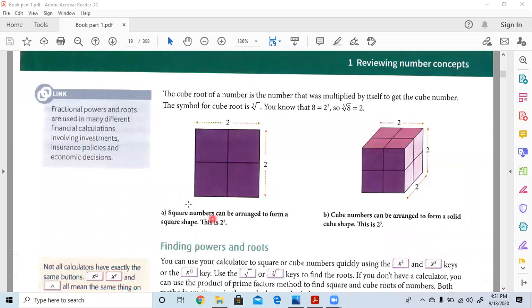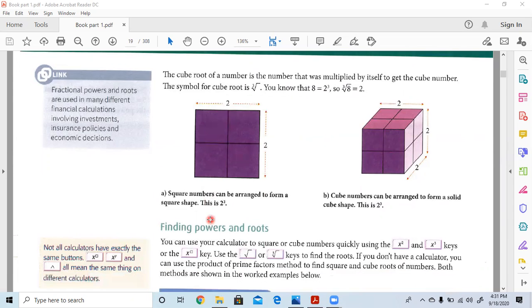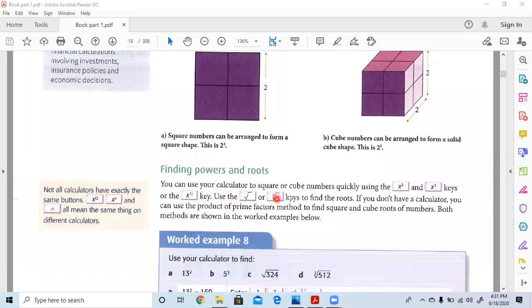This one we call square numbers. Square numbers have two sides, but cube numbers have three sides. They have width, length, and height, but squares only have height and length. They don't have width.